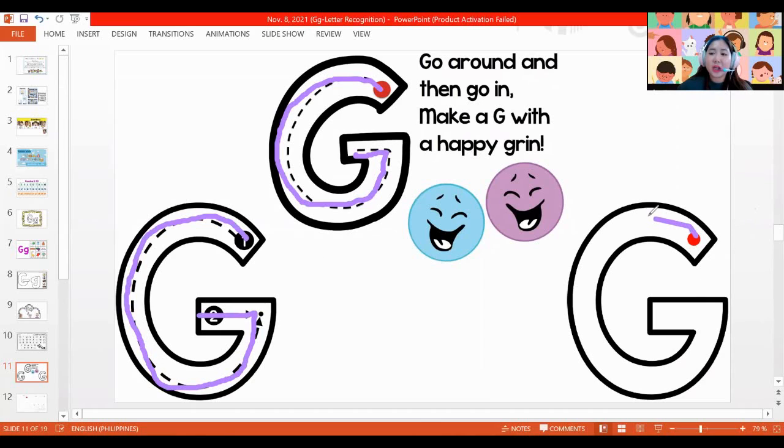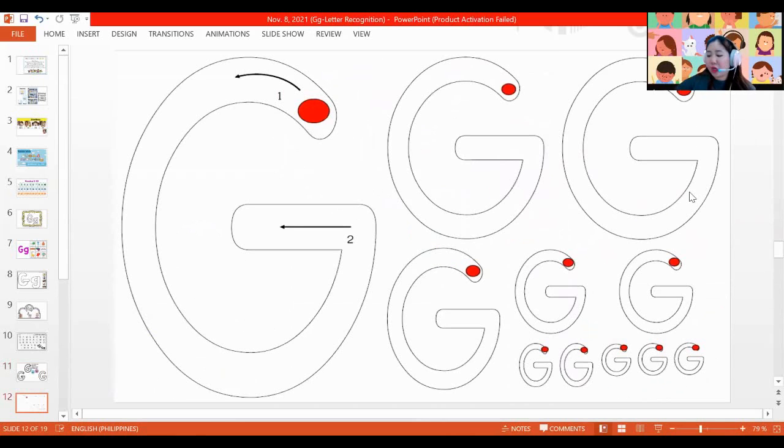Let's do that again. We go around, up, and go in. We have capital letter G. Practice writing capital letter G 3 times on your whiteboard. And if you're done, it's time for us to write our capital letter G on this tracing worksheet.